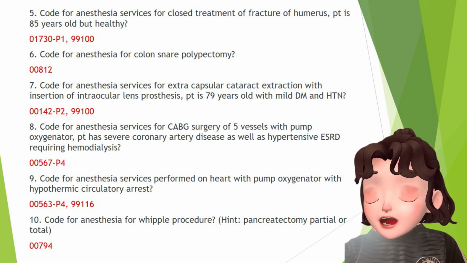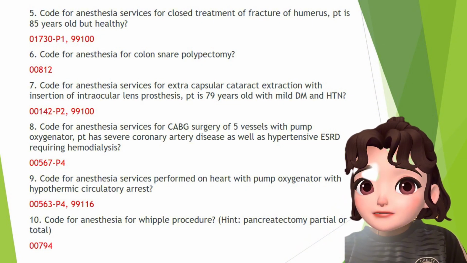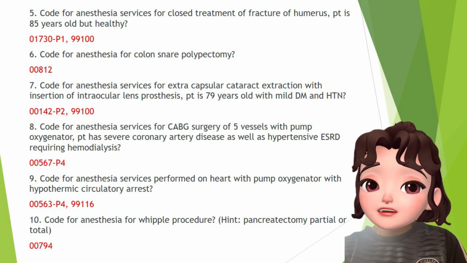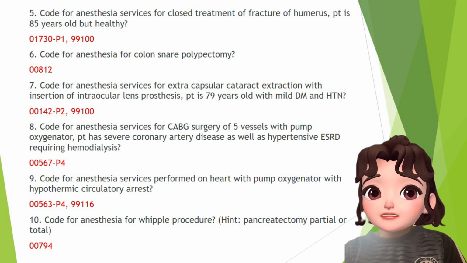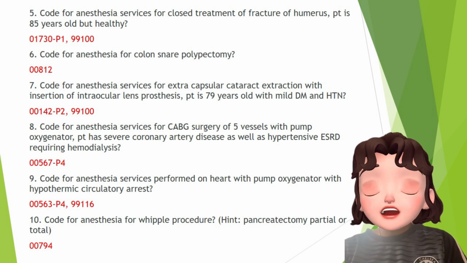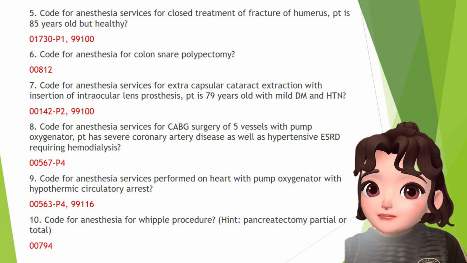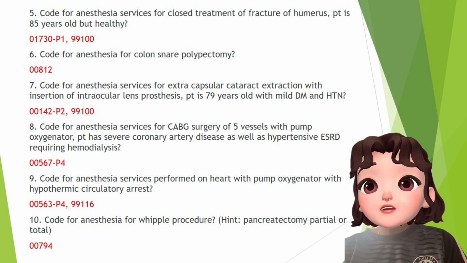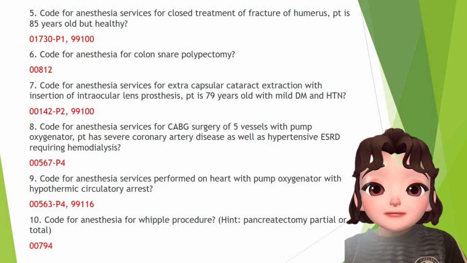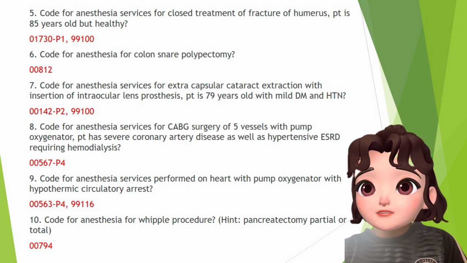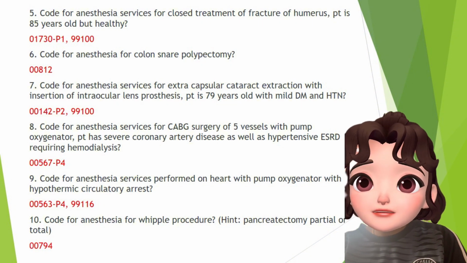Anesthesia for procedures on eye, lens surgery. This is a surgery, because cataract extraction is there with insertion of intraocular lens. So it will come under eye procedure lens surgery. So we will code it as 00142. Patient is 79 years old, so you will use add-on code 99100 for above 70 years of age. With mild diabetes and hypertension, the patient is having mild systemic disease. So we will use the physical status modifier P2 along with the primary procedure. That's how we will code this.